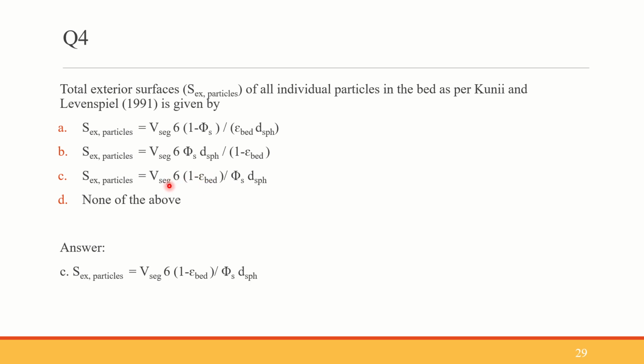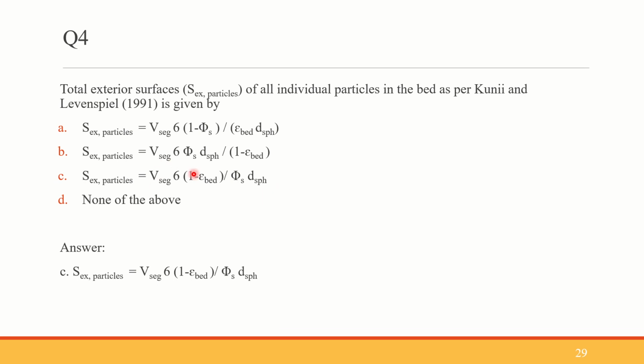And why? Because epsilon bed is the void fraction in the bed. 1 minus epsilon bed gives the particle fraction in the bed. Particle fraction into volume of the segment gives the volume of the particles in the bed, divided by the diameter of the particle, and the particle sphericity gives the total exterior surface area of the particles. So option C is the right answer.